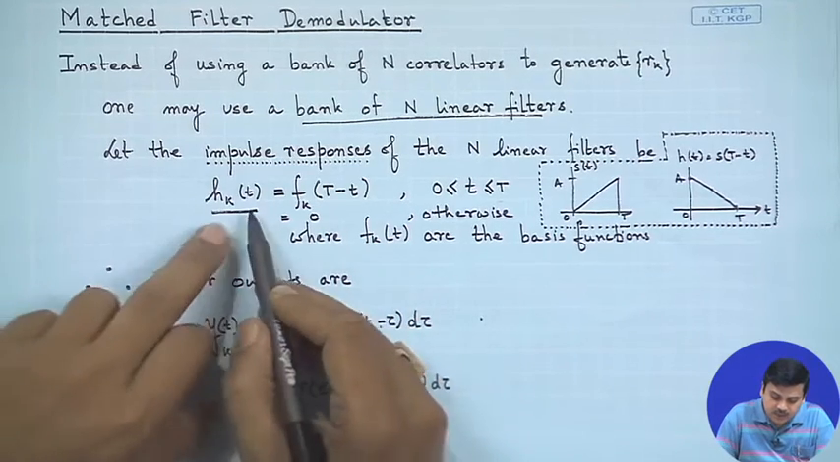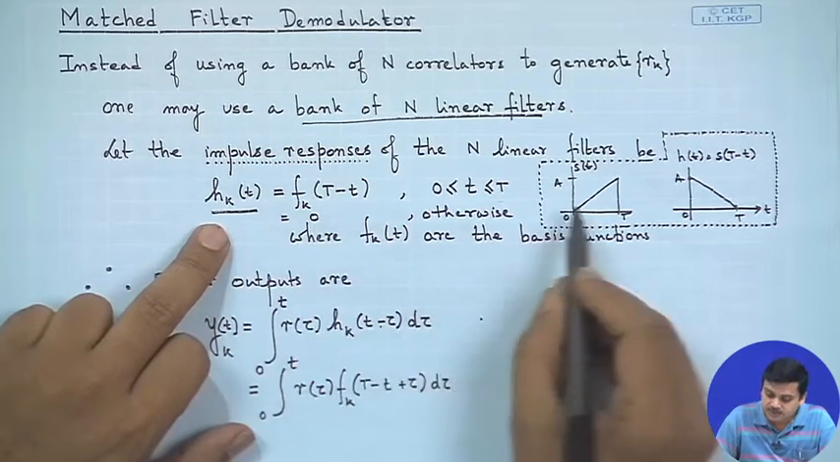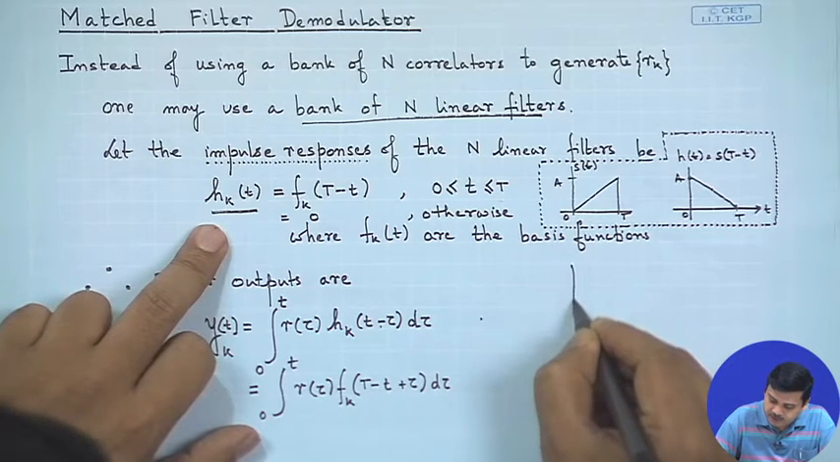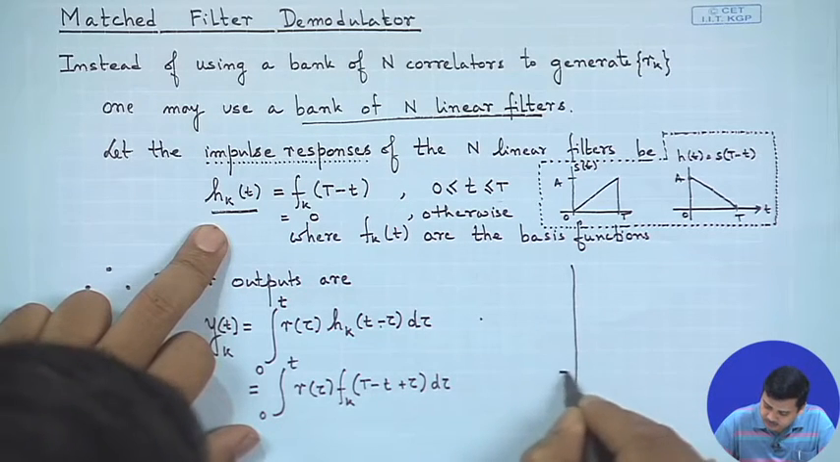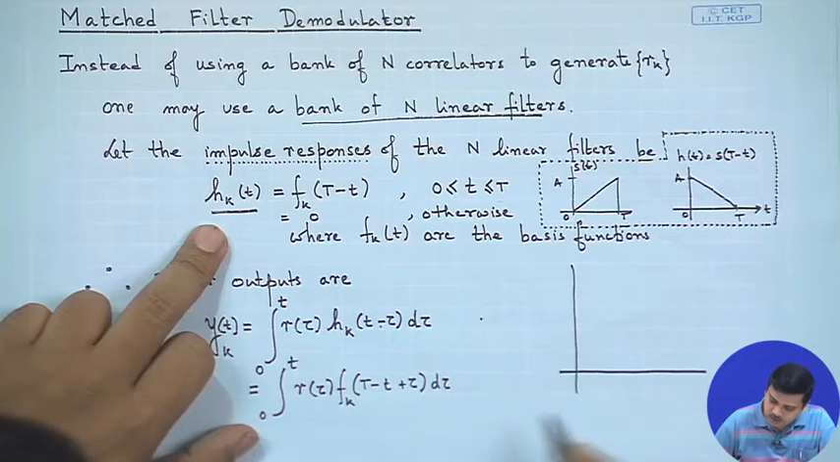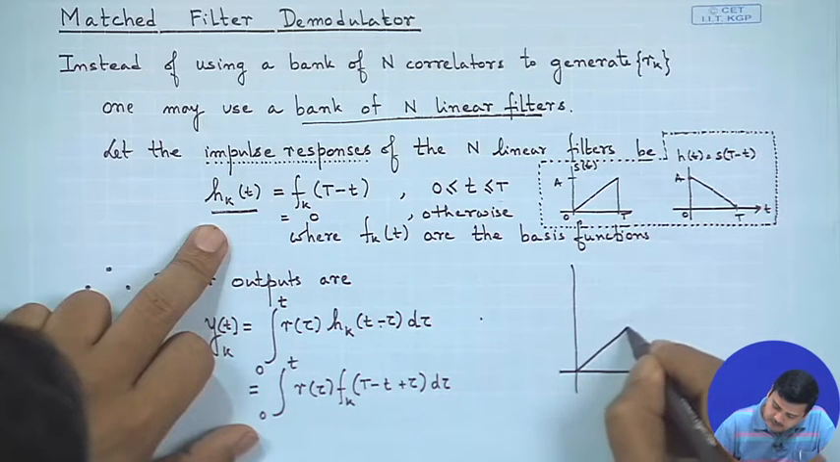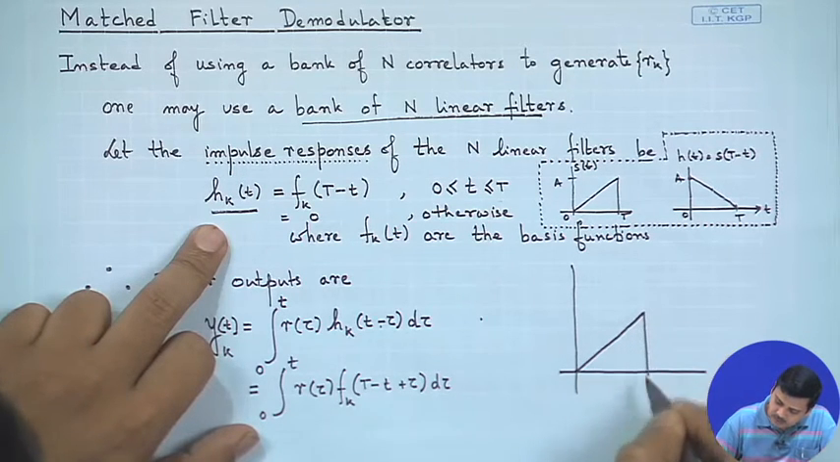So, how is h_k related to f_k? Simply, I would draw a bigger picture here. Suppose my f_k is like this.